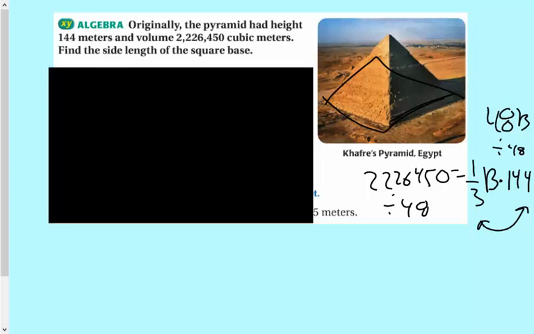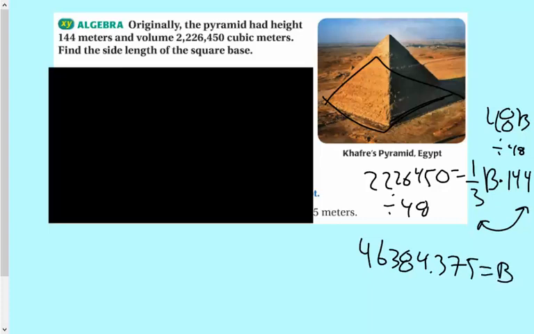So 2,226,450 divided by 48 gives me, I'm just going to double check that I typed that in my calculator right? Okay, so that gives me that number there, and that's the base.